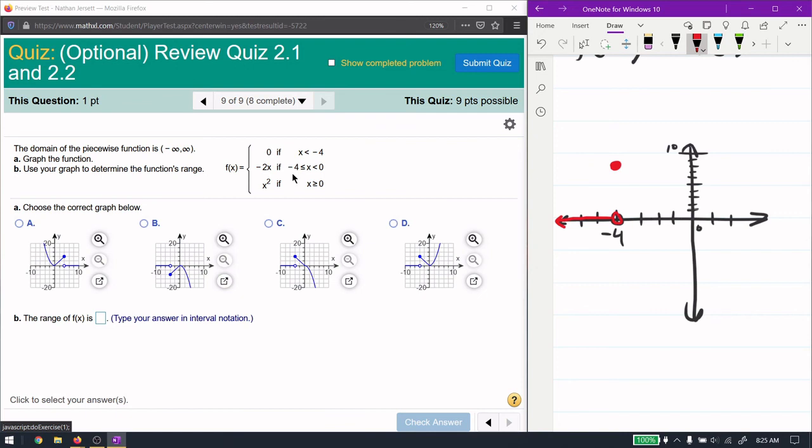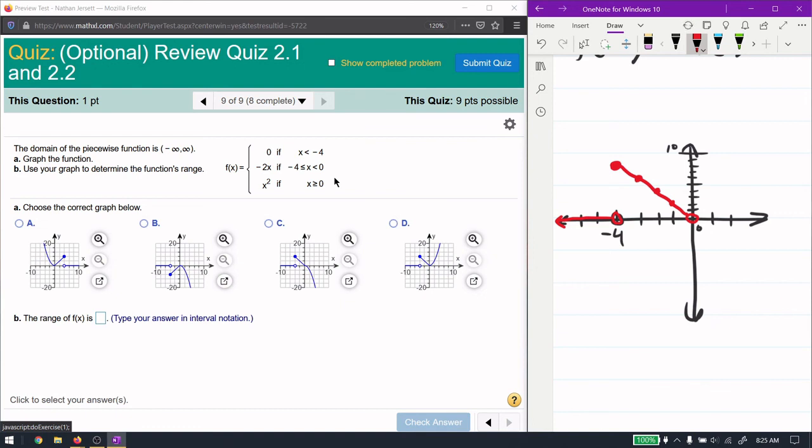Okay, continuing. If x equals -3, it's still within this second piece. Plugging -3 in, -2 times -3 is +6. So -3 goes to +6. You plug in -2. -2 times -2 is +4. -1 times -2 is +2. And 0 is not included in this, but I can put an open dot there at 0. 0 times -2 is just 0. So we're going to have an open dot right there. So it looks like this line.